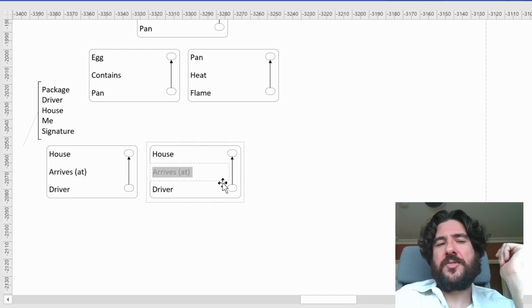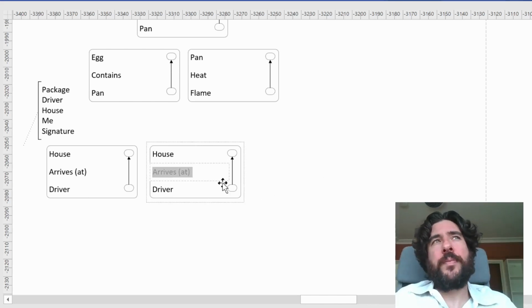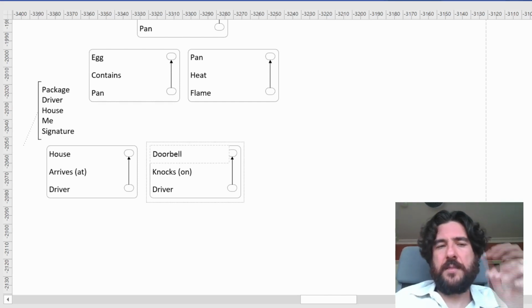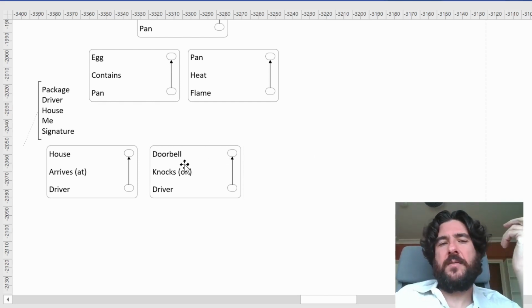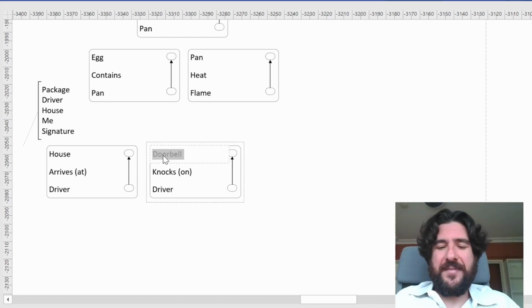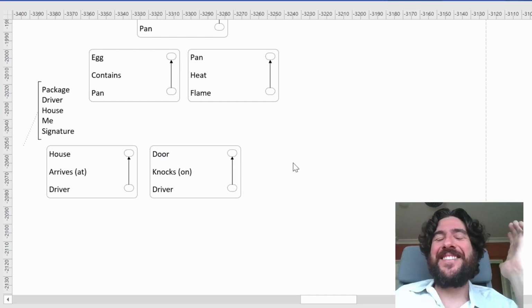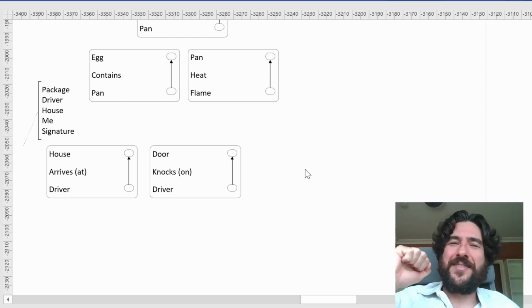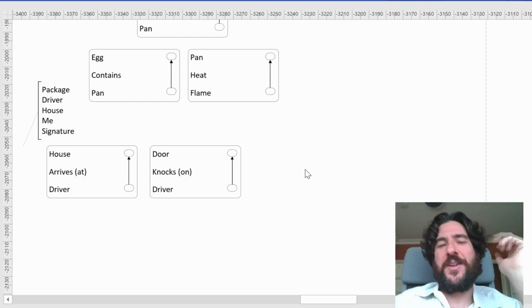I'm going to say that the driver then probably knocks. Knocks on my doorbell. Now this is an interesting one. How about they knock on the door? But they could knock on the doorbell, but if they knock on the doorbell, I don't know. Maybe that's the point of failure. They were banging on the doorbell, like, "Why don't you answer the door, Mike?" No. So let's say the driver knocks on the door.